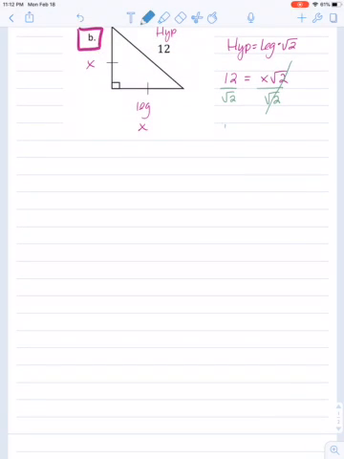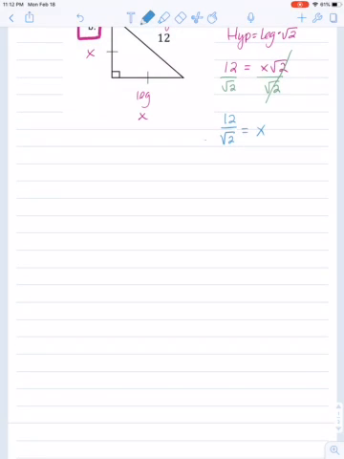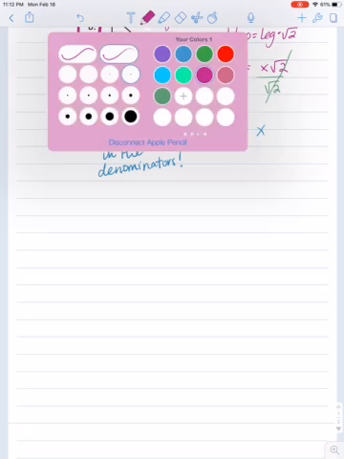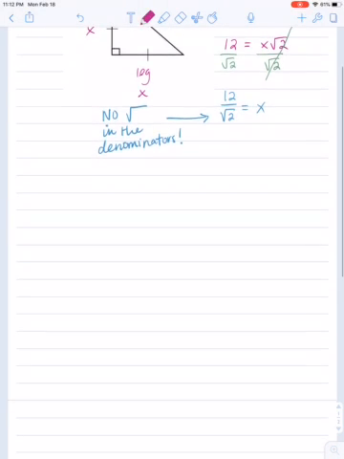Okay. So here's the problem. You might think, okay, so my answer is 12 divided by square root of 2. No, because some mathematician in the world decided that we are not allowed to have the square root, so no radicals, in the denominator. No radicals in the bottom of the fraction. What? That's crazy. Well, how do we fix that?